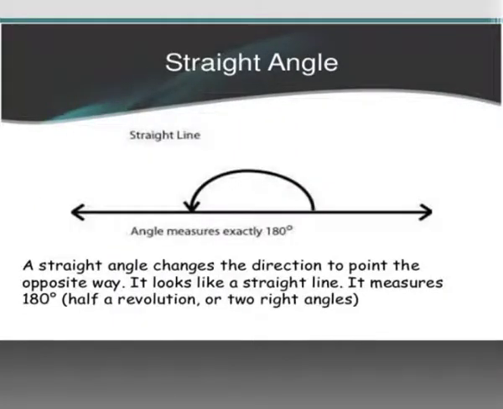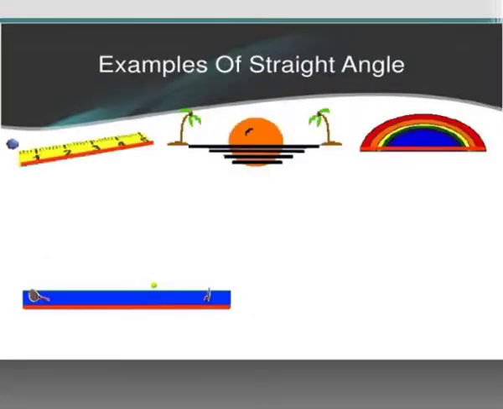Next, straight angle. A straight angle changes the direction to point the opposite way. It looks like a straight line. It measures 180 degree. So, an exact value of 180 degree will make a straight angle. Here in these figures you can find the straight angles. So straight angles will be formed as a straight line.